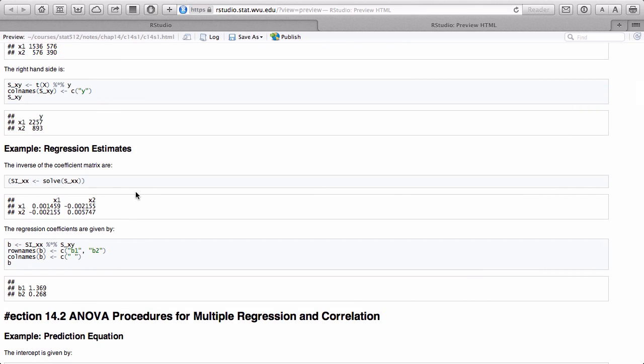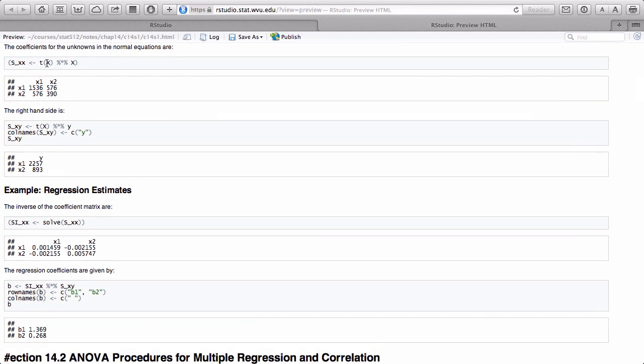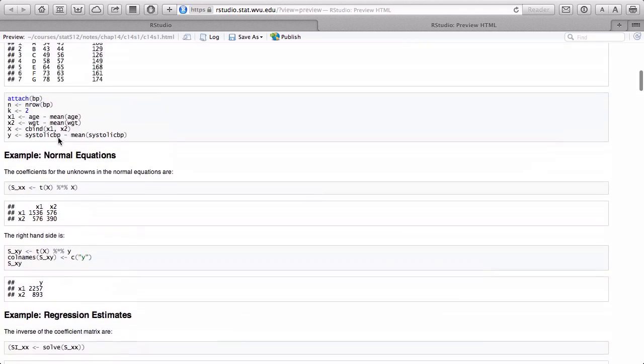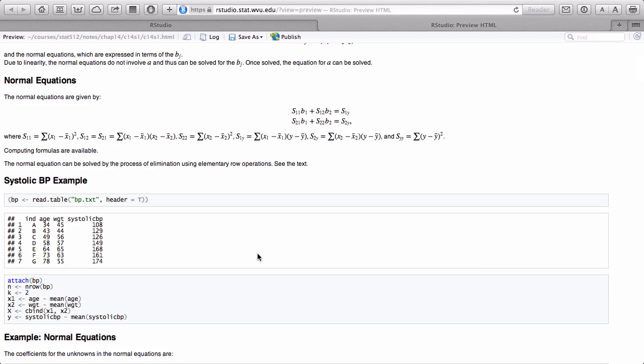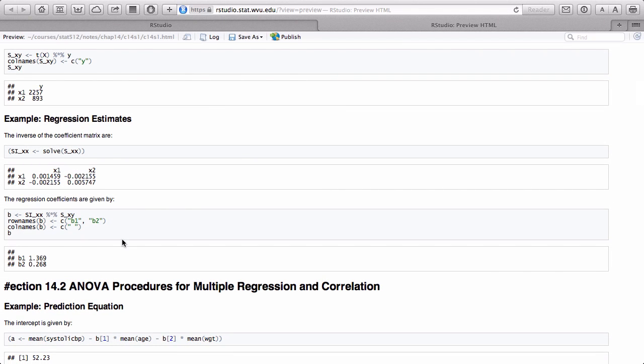So if I look at this, I've got x transpose x, and then solve this S sub xx. Again, this S sub xx is the transpose of the x matrix multiplied times x. S sub xy is the transpose of x times y. So these are the coefficients for the left-hand side, and these are the values on the right-hand side of these normal equations right here. If I multiply each side by the inverse of S sub xx, I'll get my solution for my regression coefficients. And again, I'll show you how that works next time.